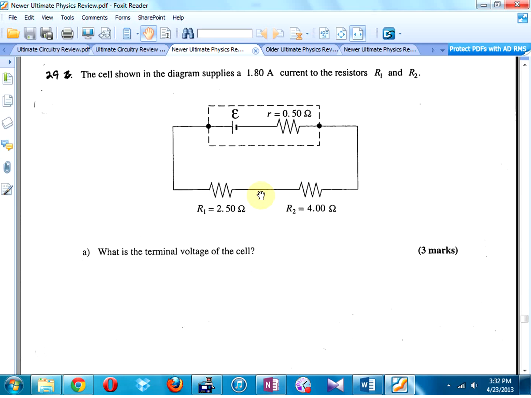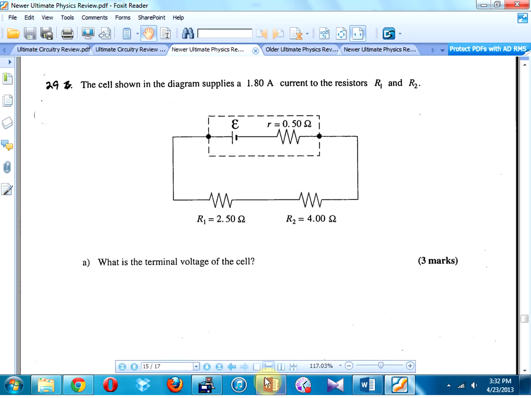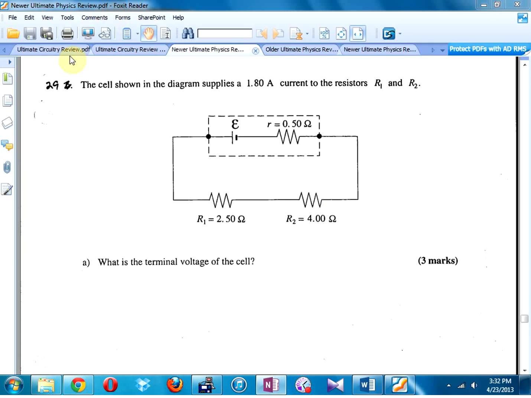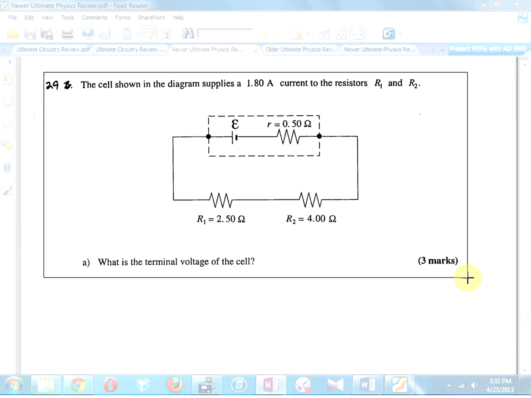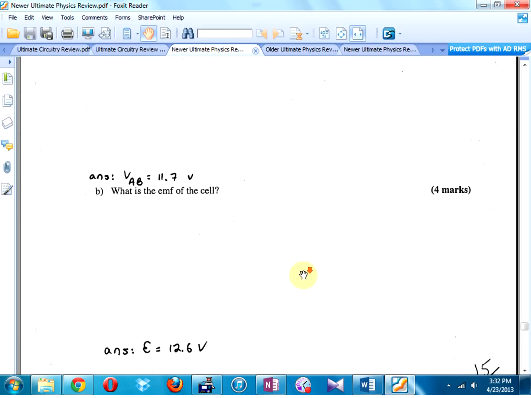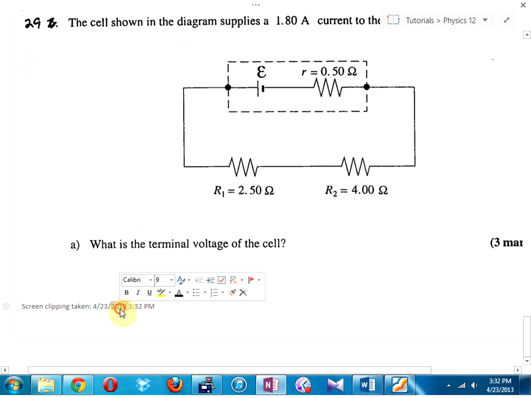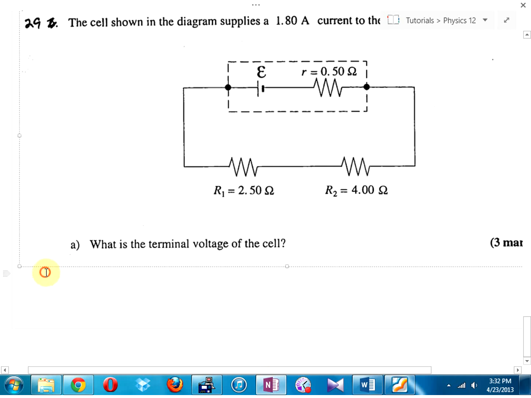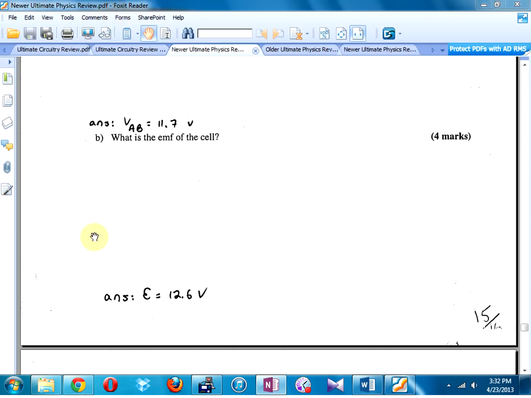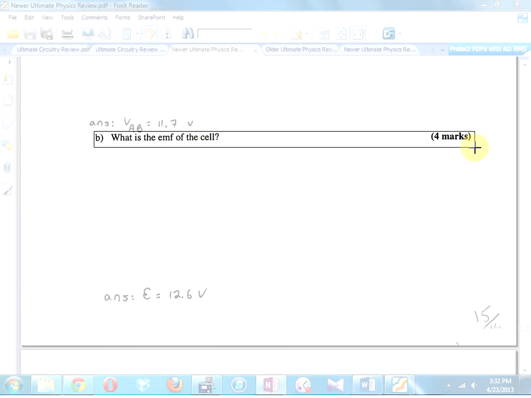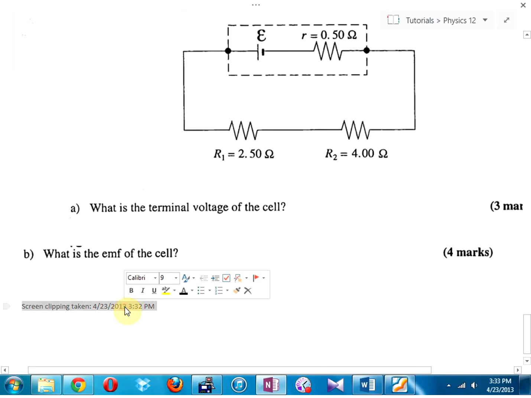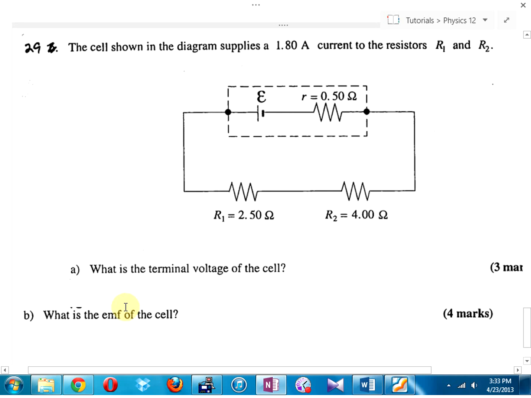Sure, this works. And this also has a part B, and it's part B that I'm giving you a little bit of a hint, hint, wink, wink, nudge, nudge for. The cell shown supplies, oh, they gave me a key, 1.8 amps to R1 and R2. So this is 1.8 amps. Holy smokes, they gave me our total.